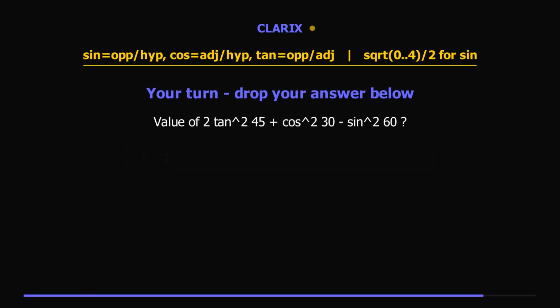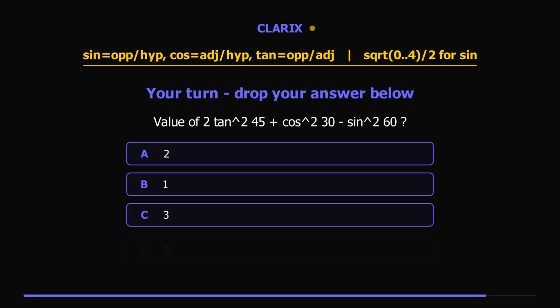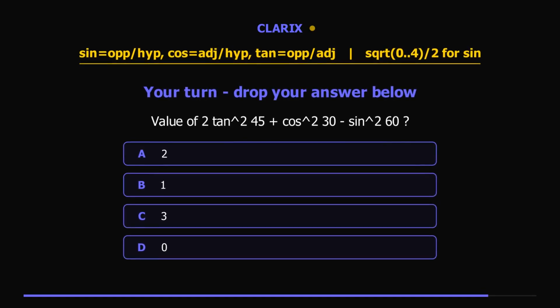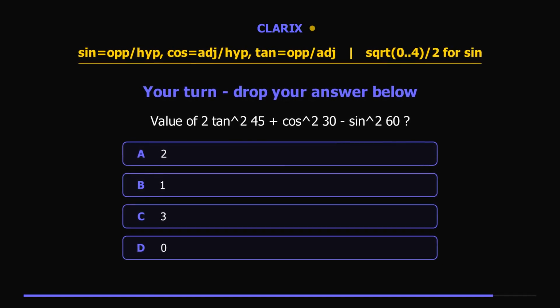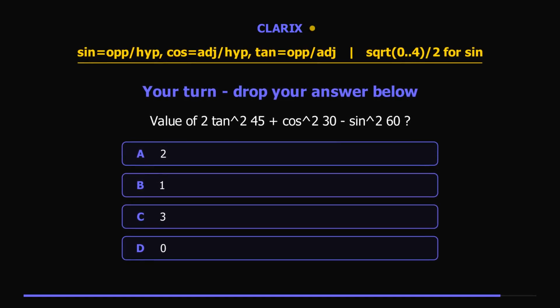Sine is opposite over hypotenuse. Cosine adjacent over hypotenuse. Tangent opposite over adjacent. The other three are their reciprocals. For the standard angles, remember the root 0 to 4 over 2 trick for sine, reverse it for cosine, and divide for tangent. Last challenge, it's on the screen.